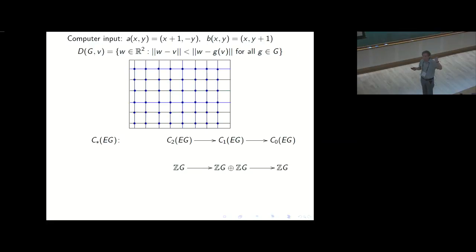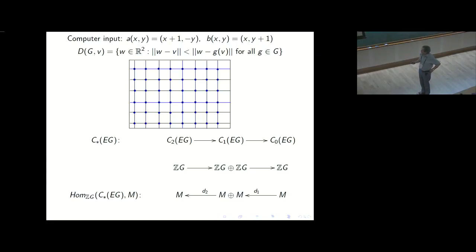Any one cell can be moved to another. There are actually two orbits of one cells. Any horizontal cell with this action can be moved to any other horizontal cell, and any vertical cell can be moved to any other vertical cell. You have two orbits of one cells, so you interpret this free abelian group as this group ring, and there's one orbit of vertices. So you end up with a chain complex, and then you want the cohomology, so you build, well, here I guess it's a co-chain complex.